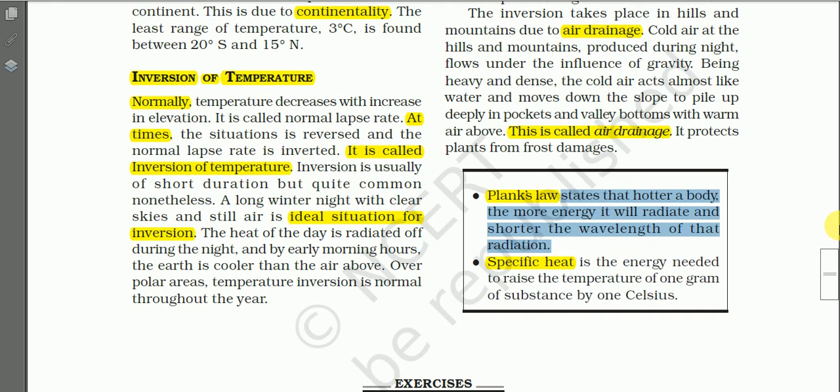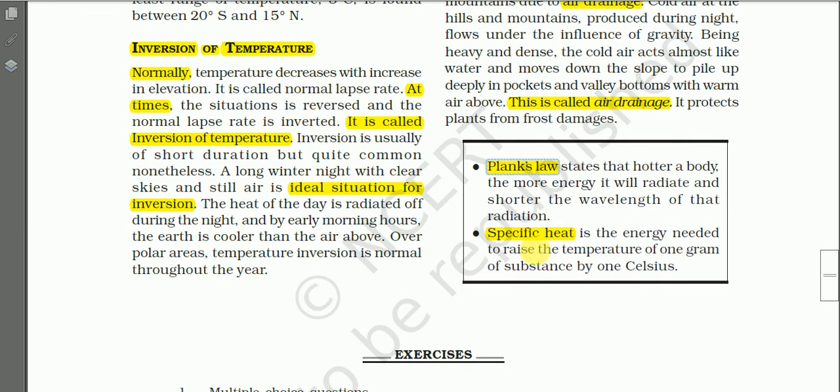In other words, the less hot object will radiate less energy and longer wavelength. And that is why the earth is radiating in the form of long wave. When we compare the sun and the earth, the sun is very much hotter than the earth, and that is why the sun radiates energy in the form of short waves, whereas the earth is not so hot like the sun, and that is why the earth is radiating in the form of long wave, and that is what we call Planck's law.